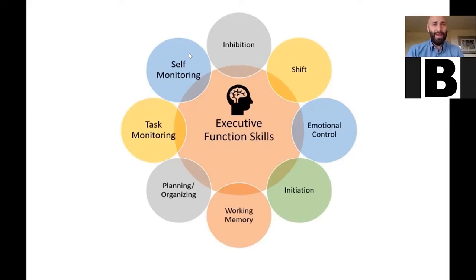Their working memory, and that's a big one, and it can have certainly a significant academic impact, how they can recall information. Planning and organization, like, plan, organize, think through. Task monitoring, can they monitor their behavior, self-monitoring? So these are the executive functioning domains. They're all going to be important when we talk about goal writing.